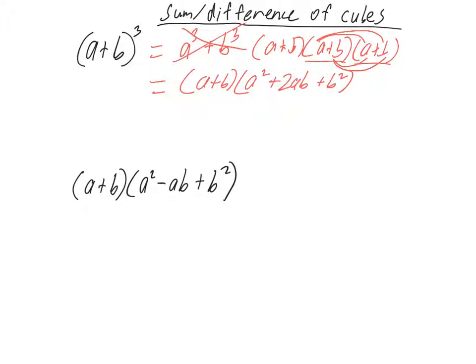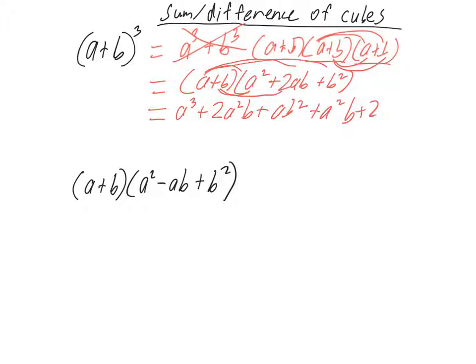I'm going through this quickly, but if you want to do it for yourself, you might want to pause and do it for yourself. Now we've got to distribute each of these terms to each of those, so we're going to have 6 terms. A times a squared is a cubed. A times 2ab, that's 2a squared b. I'm just going through this quick. Plus ab squared plus a squared b plus 2ab squared plus b cubed.